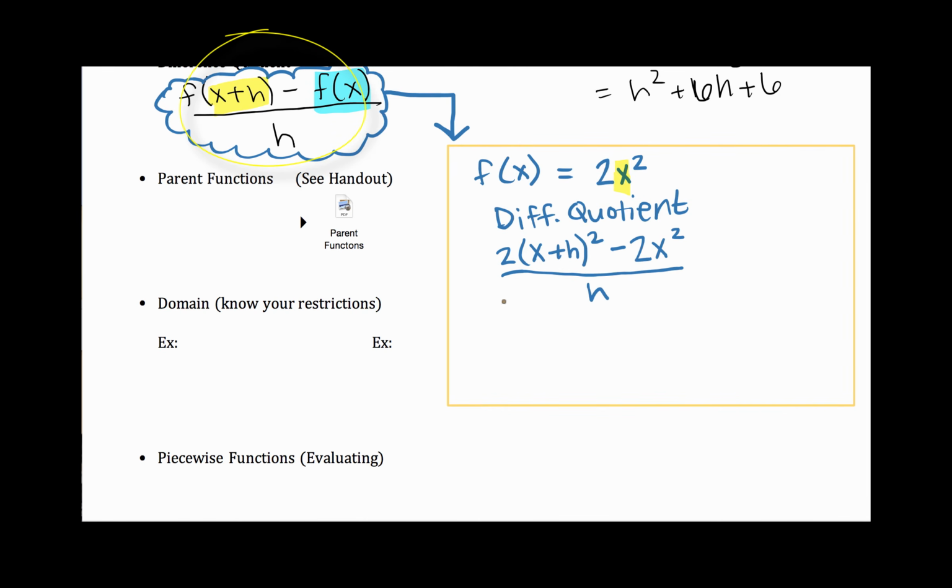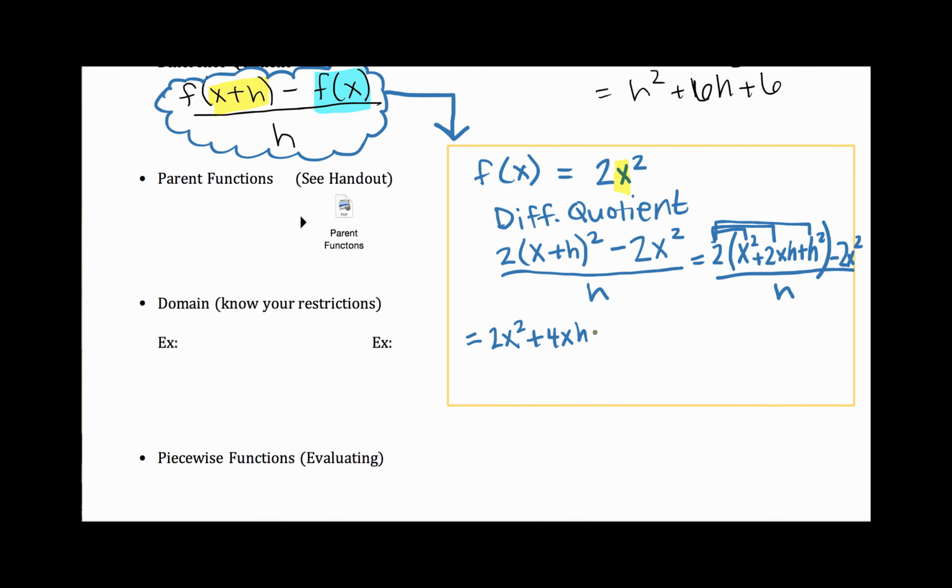Okay, so from here you would clean it up by distributing the x plus h times x plus h. So we would have 2 times x squared plus 2xh plus h squared minus 2x squared all over h. Simplifying again, we're going to distribute this 2. And I'm going to bring it down here. We get 2x squared plus 4xh plus 2h squared minus 2x squared all over h.